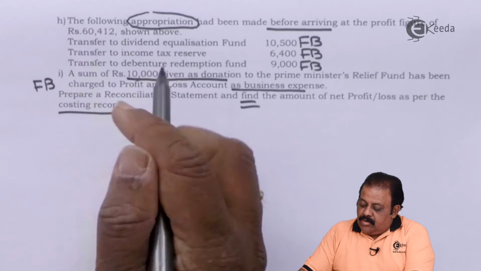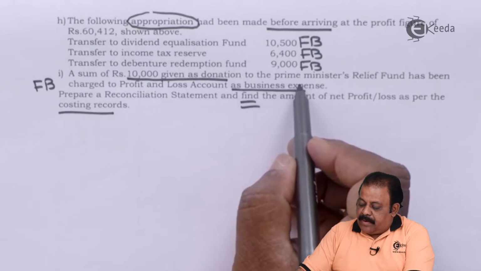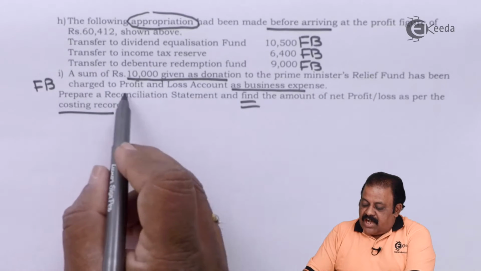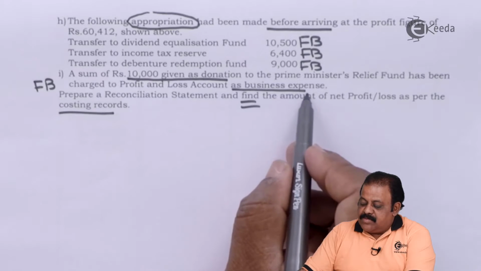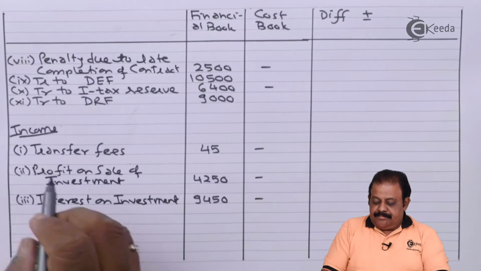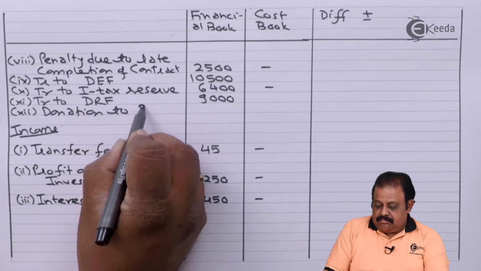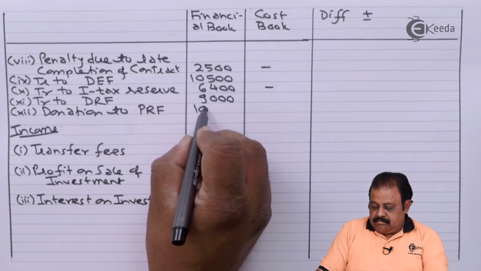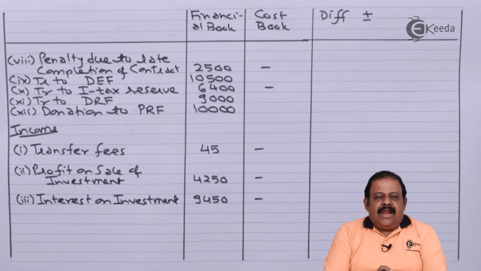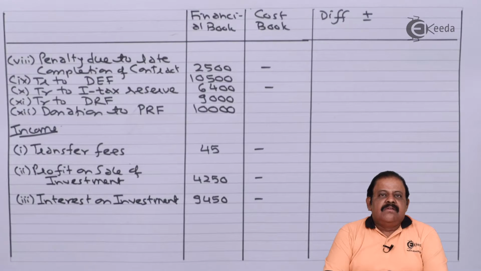A sum of rupees 10,000 given as donation to Prime Minister Relief Fund has been charged to profit and loss account as business expense. So we have considered all items of expenses and incomes which are responsible for disagreement of profit as per cost book and financial book. Now we will be completing working note.